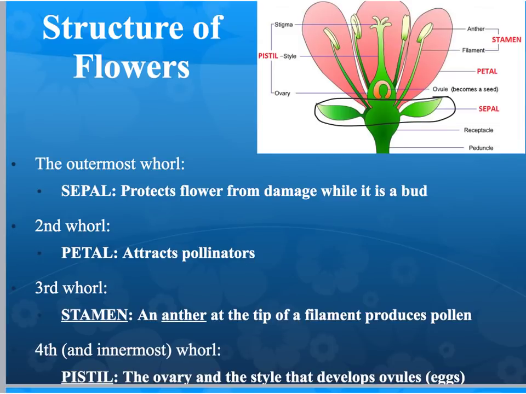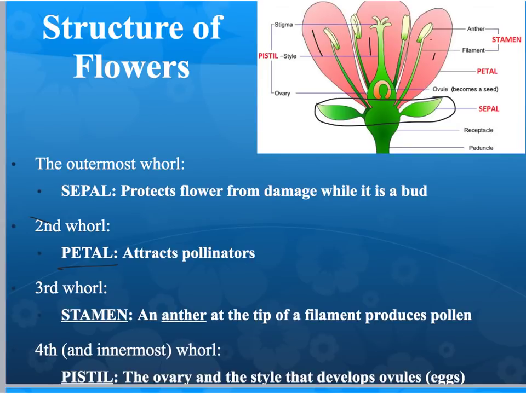The next whorl is the petal, and that's the brightly colored pieces here. Petals' main purpose is to attract pollinators. So their color, the brightness, that's all going to signal to a pollinator that they should come help pollinate that plant. Stamen are the male structures.